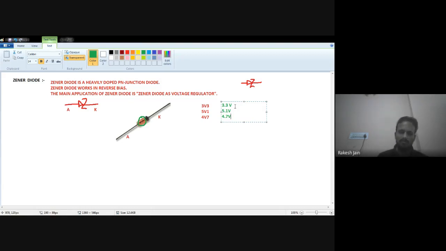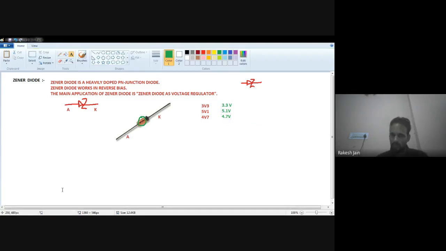So if you use a 4V7 Zener diode in your voltage regulator circuitry in reverse bias, then that circuitry will give you a fixed DC output voltage of 4.7 volts, right? If the voltage is more than that, the excess will be grounded. Okay, so this is the meaning of whatever is written on the Zener diode.